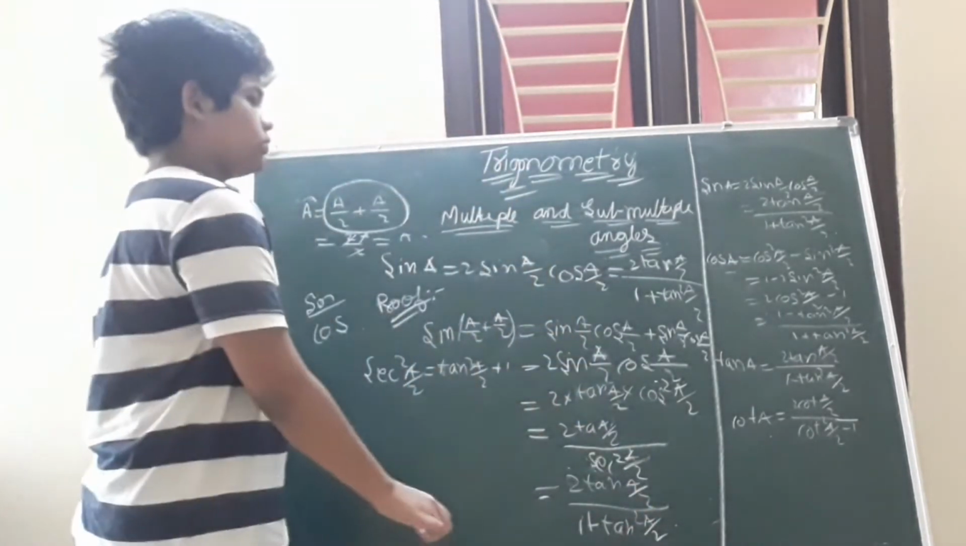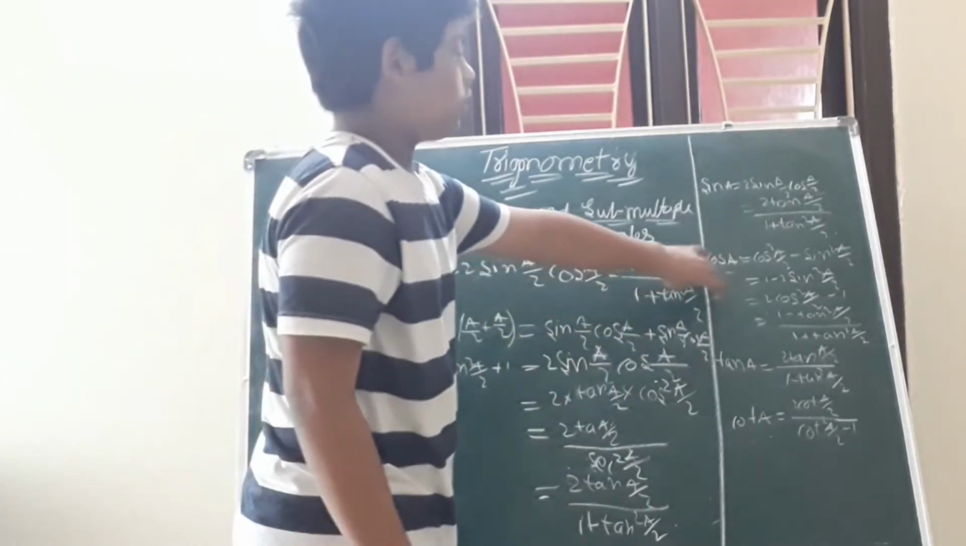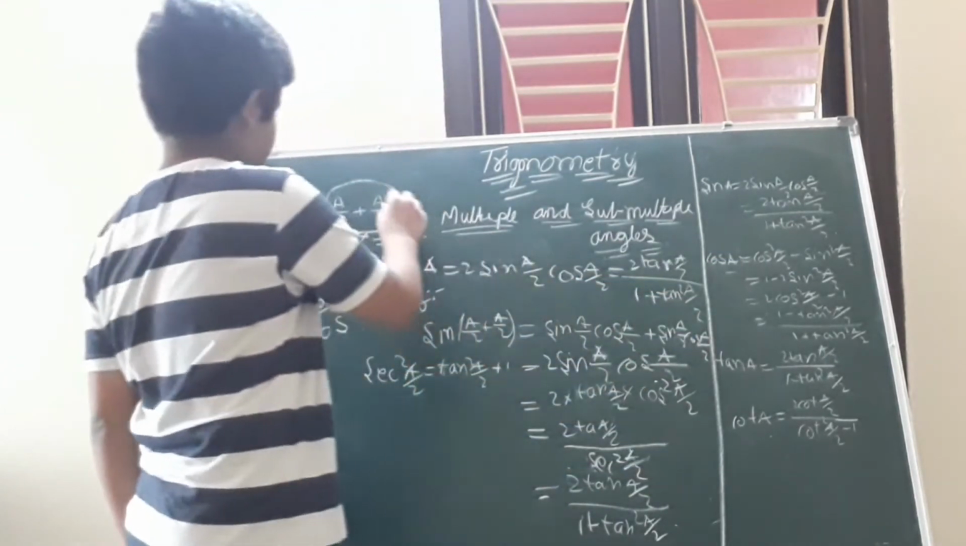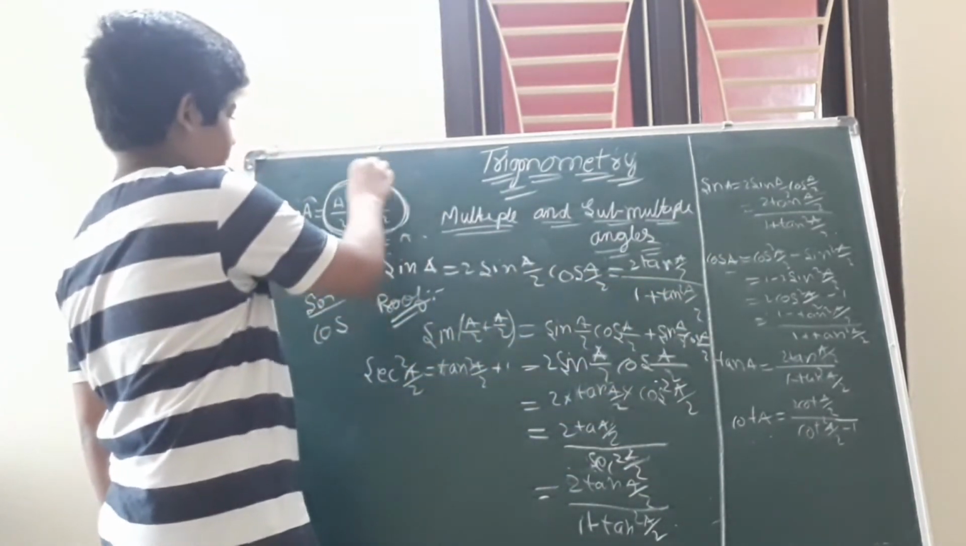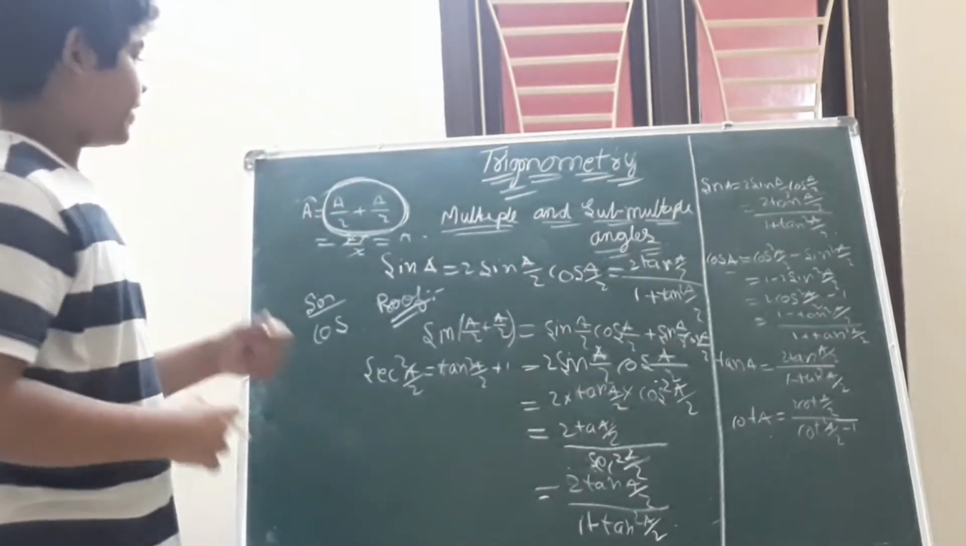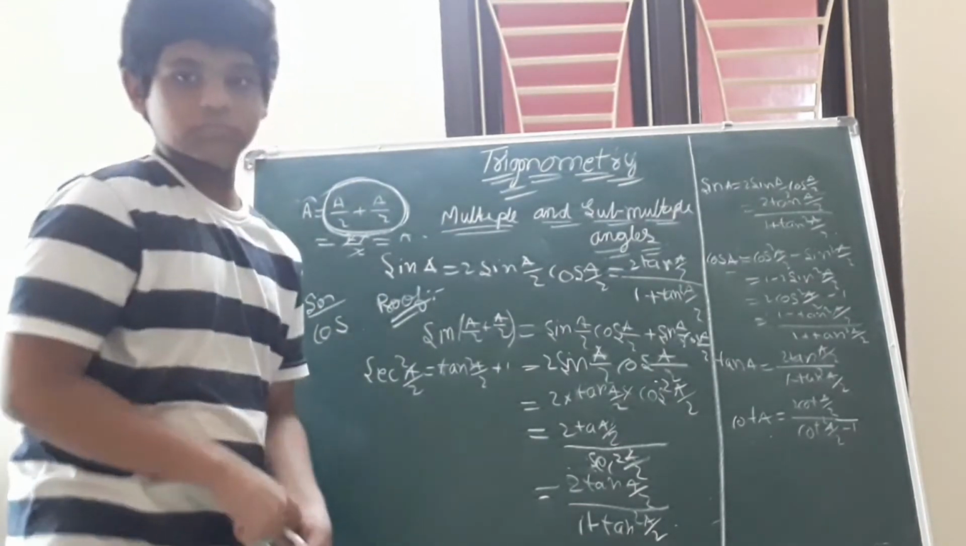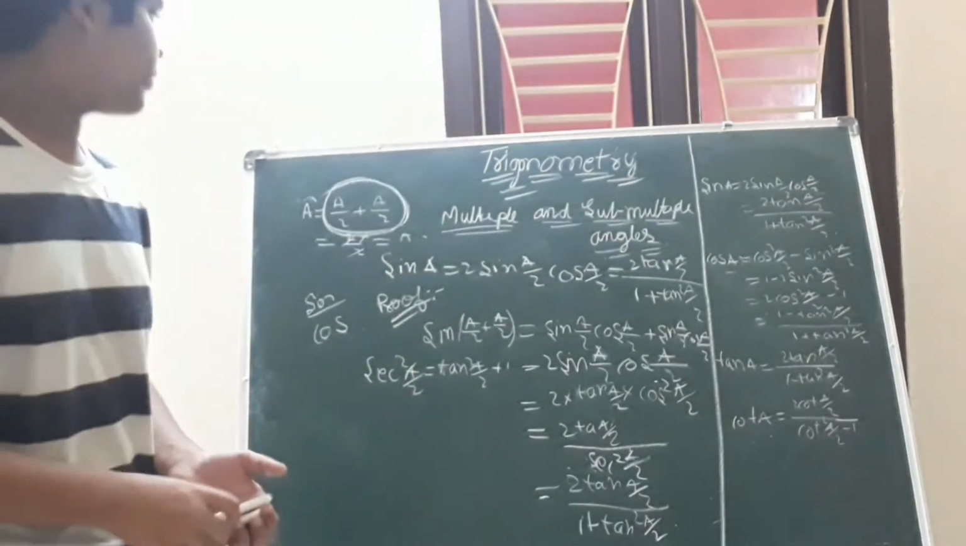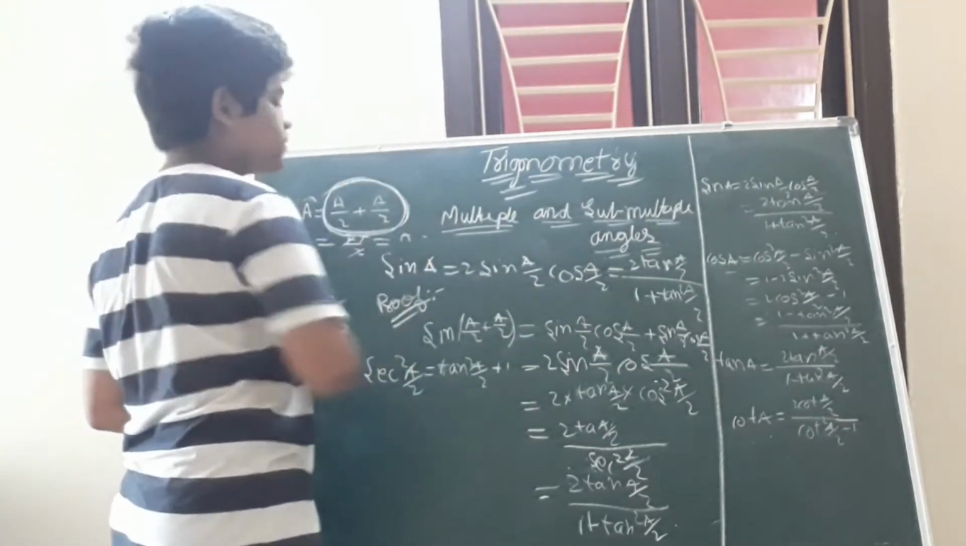In the same way, you can also find the value of cos A by substituting A by 2 plus A by 2 in the place of A.